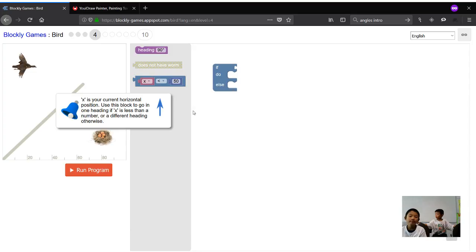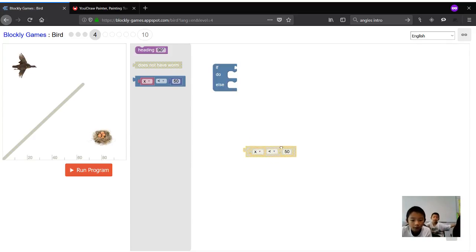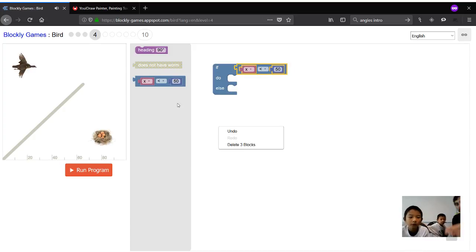So what do you think on where it is? Then we'll turn it instead of using the worm. Nice. So we put this in the if block, which tells it to check where the X location is. And right now it's checking: is X less than 50?